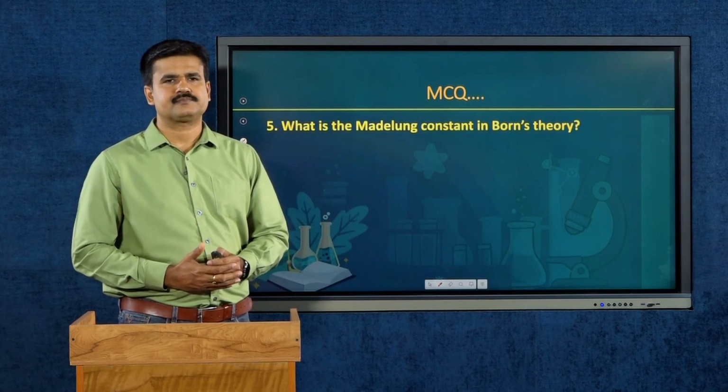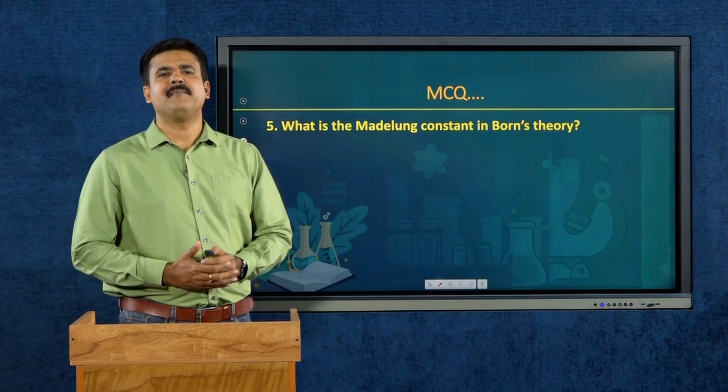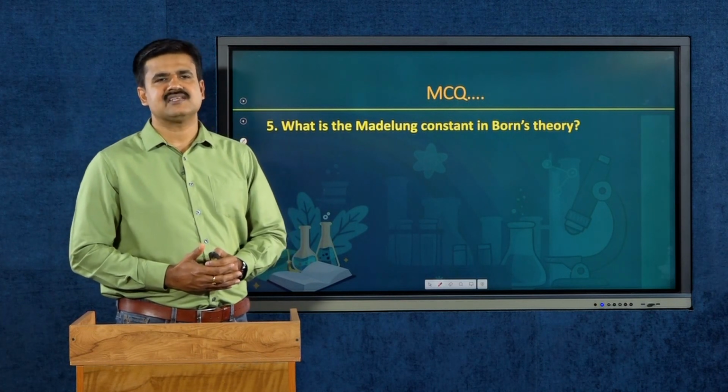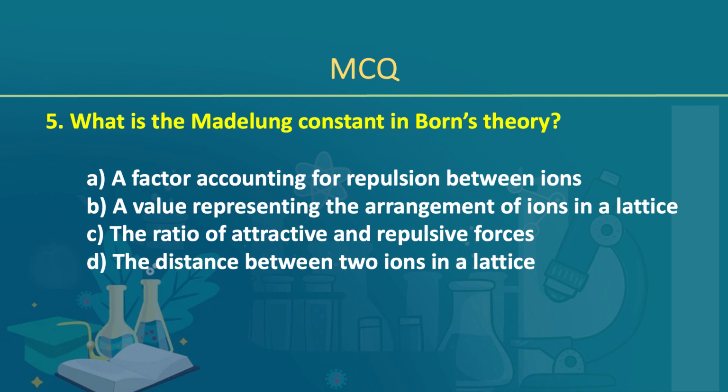Now, what is the Madelung constant in Bond's theory? The options are a factor accounting for repulsion between ions, a value representing the arrangement of ions in a lattice, the ratio of attractive and repulsive forces, the distance between two ions in a lattice. Your answer is option B, a value representing the arrangement of ions in a lattice.